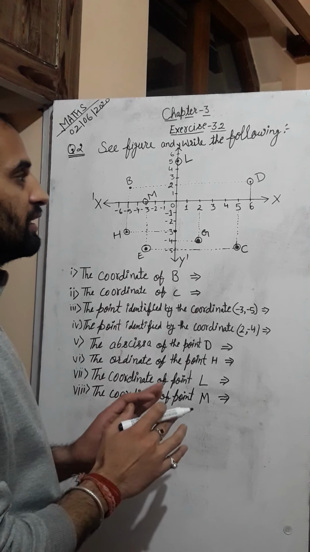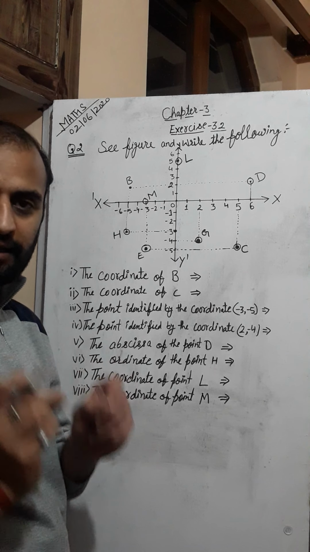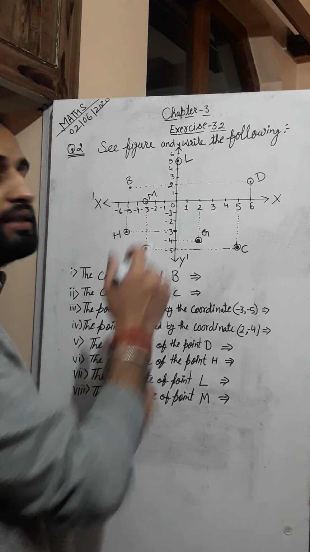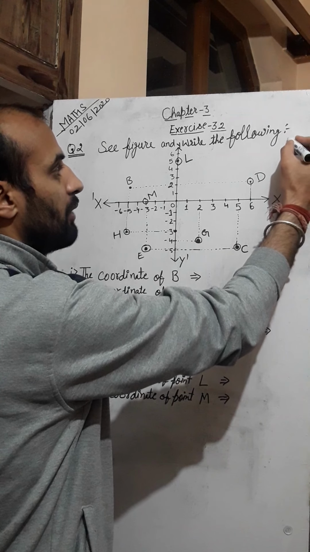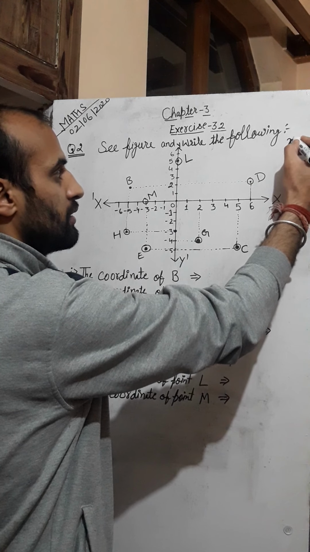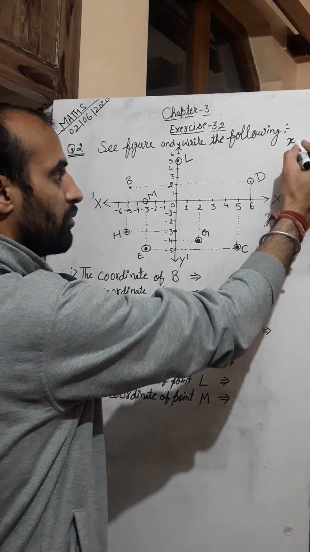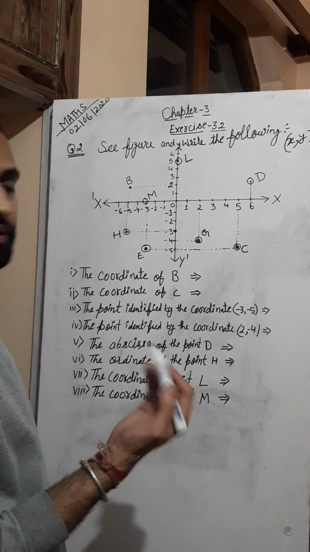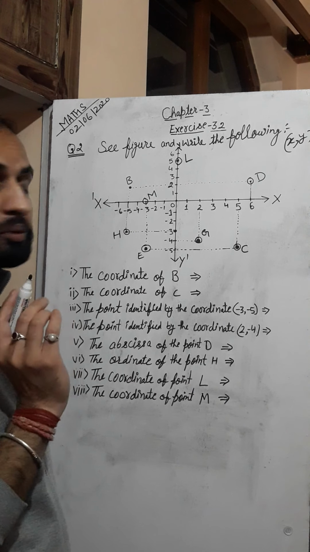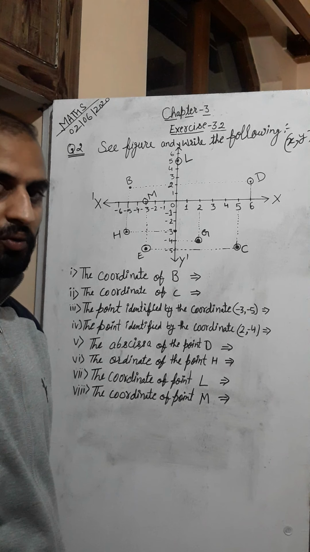Before starting this, I want to clear one thing: whenever we are representing any data or any point in this plane, we always write the value of x first, the value from the x-axis, then the value from the y-axis. You need to keep this in mind always whenever we are writing any point name. First value represents the x-axis, second value must be of the y-axis.